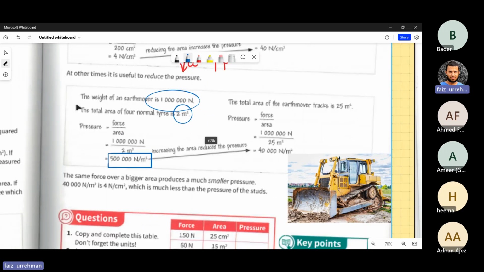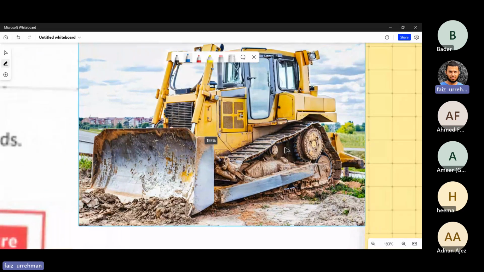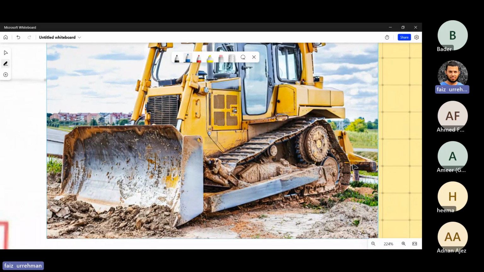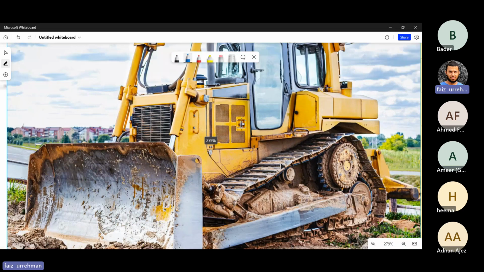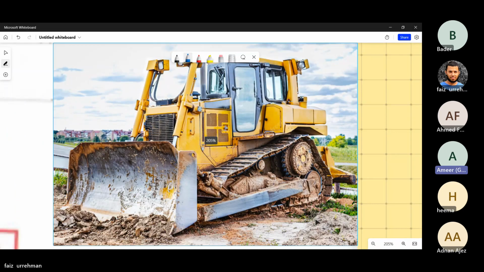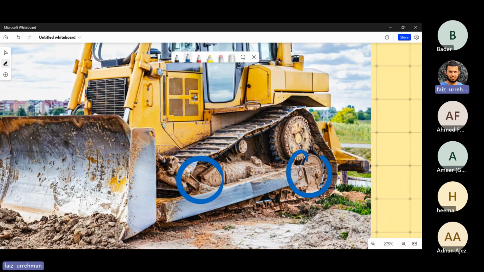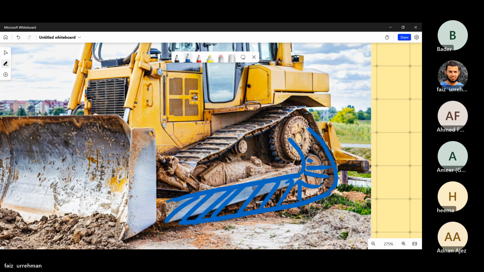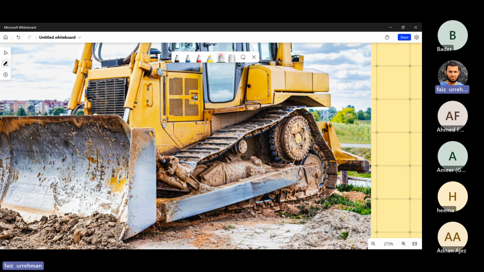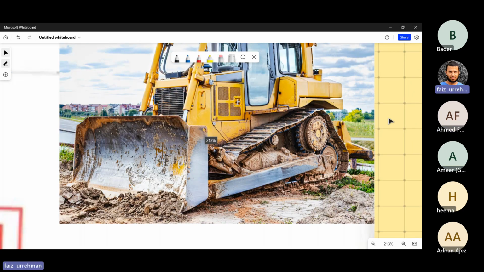So instead of tires, what do you see here? You have a chain-like structure, like chains or tracks. Maybe this is known as tracks, but these are chains. So what happens? You have so much area, just like the tank. It's not just on those 2 wheels. On the whole bottom, these chains have so much area. So when you increase the area, what happens to the pressure? It reduces. The pressure decreases.